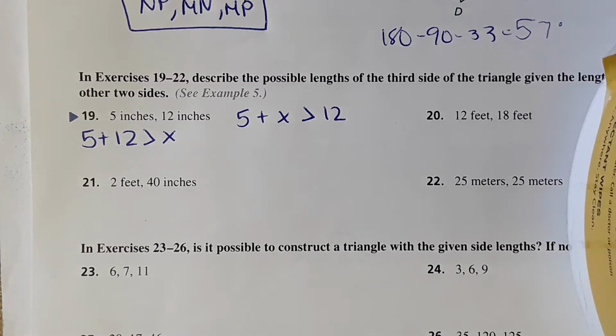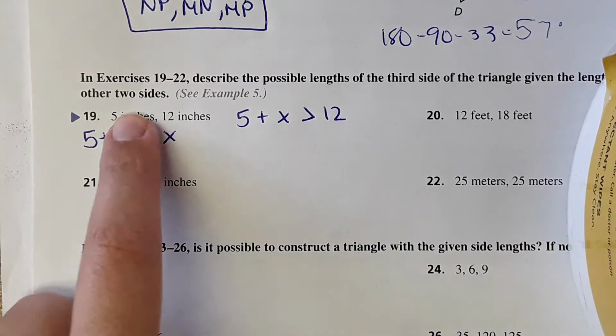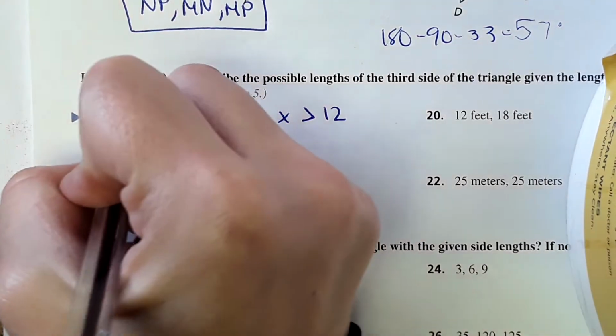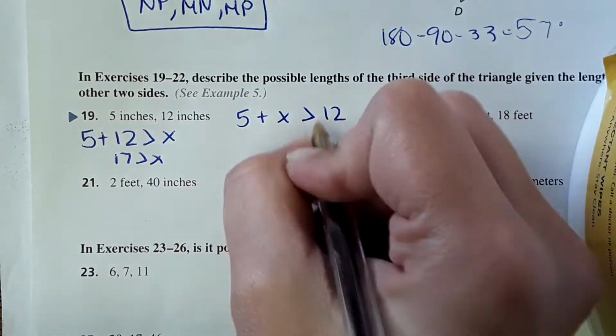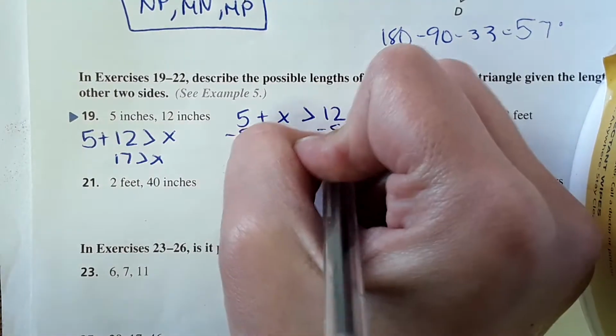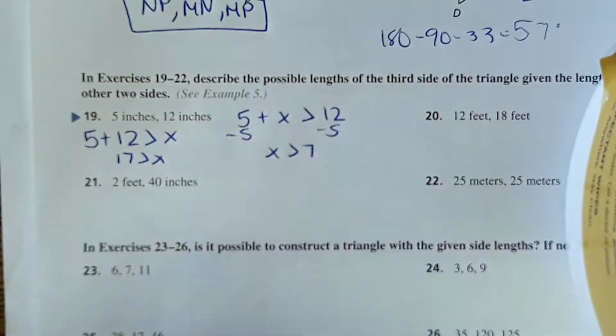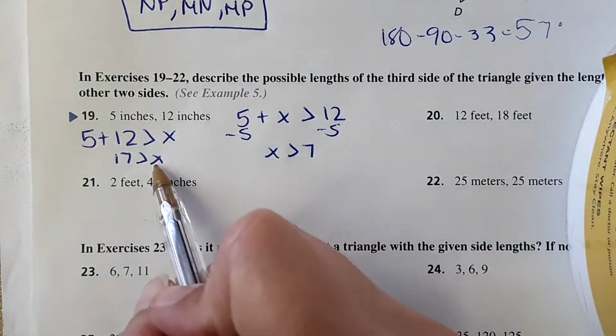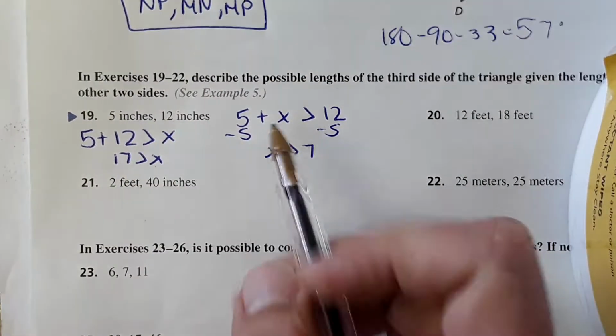So we're trying to figure out the third side. But we don't know whether the third side is one of the shorter sides or the longer side. So 5 plus 12 is 17. We solve this. We get x is greater than 7. So now we know that x has to be less than 17 and greater than 7.